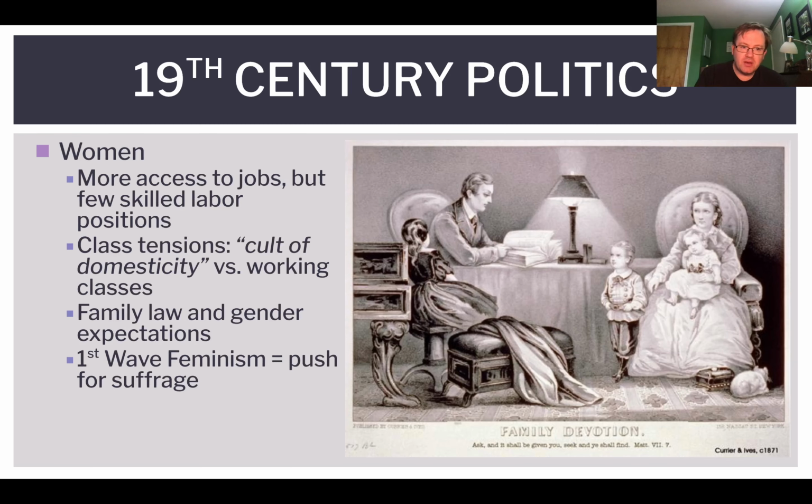As far as women, they have some access to some work, generally called pink-collar jobs, a term that is generally a little passé today, but like teaching and nursing and a few other professions. But this is, again, for middle-class women for the most part. There are unmarried women generally who are working in factories. That does happen. But in large part, we're not seeing a huge change in the status of women, right?